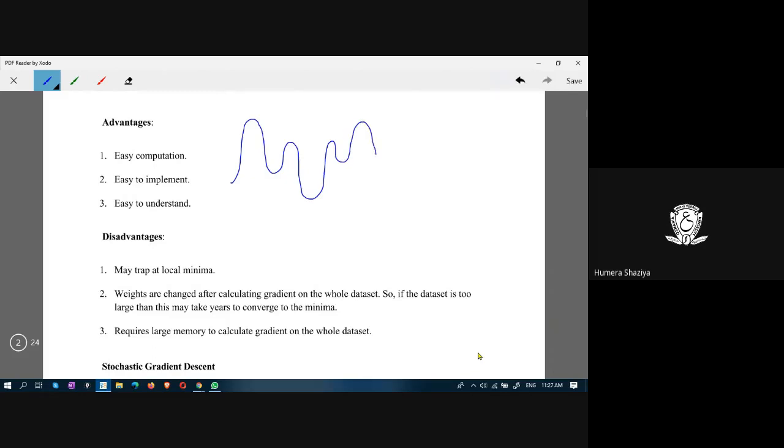Look at this curve. What is the global minimum? Minimum means towards the ground. Consider that this is a hill. This is our ground. So which one is near to the ground? This point is near to the ground. How many total points are there which are near to the ground? This is one, this is another, and these are the three points. Out of these three points, this one is the minimum because it is close to the ground. This is known as the global minimum.